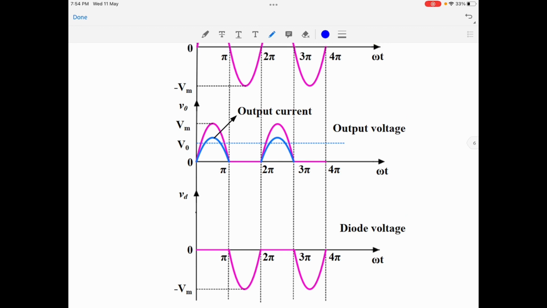Right. This is the analysis of the waveforms for a half wave rectifier during the positive and negative half cycles of the input supply. It should be noted that during the positive half cycle of the input supply, the diode conducts and therefore the output voltage and output current are both positive. On the other hand, during the negative half cycle of the input supply, the diode is reverse biased and therefore the output voltage and output current are both 0.